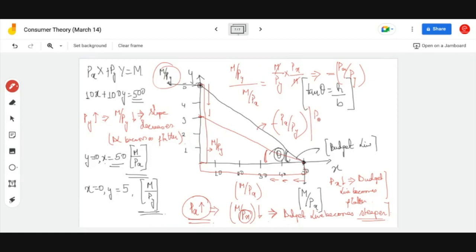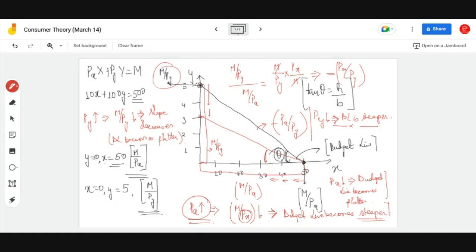Similarly, when our Py is decreasing, this means the budget line becomes steeper. After the class, when you go through the recorded lectures and the notes, try to do all these things in your notes also, so that this will be very clear. Because these are the things which will help you in understanding the price consumption curve, income consumption curve, Engel curve, offer curve, everything. This is clear?